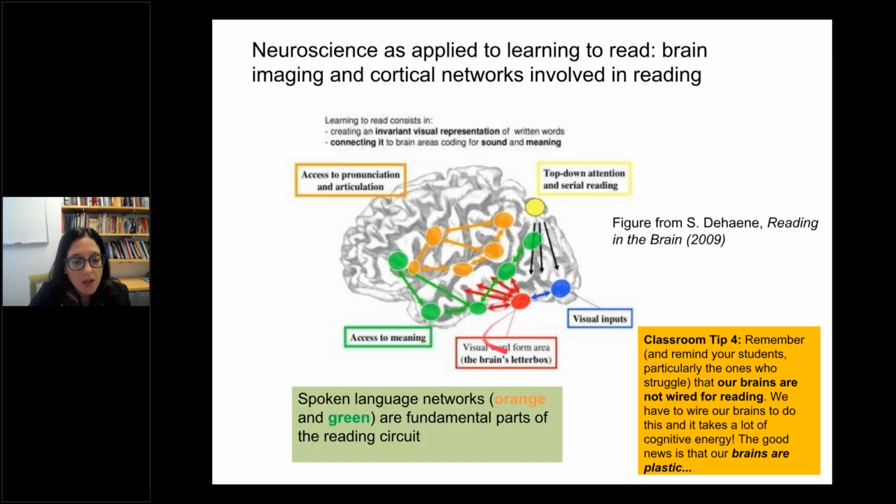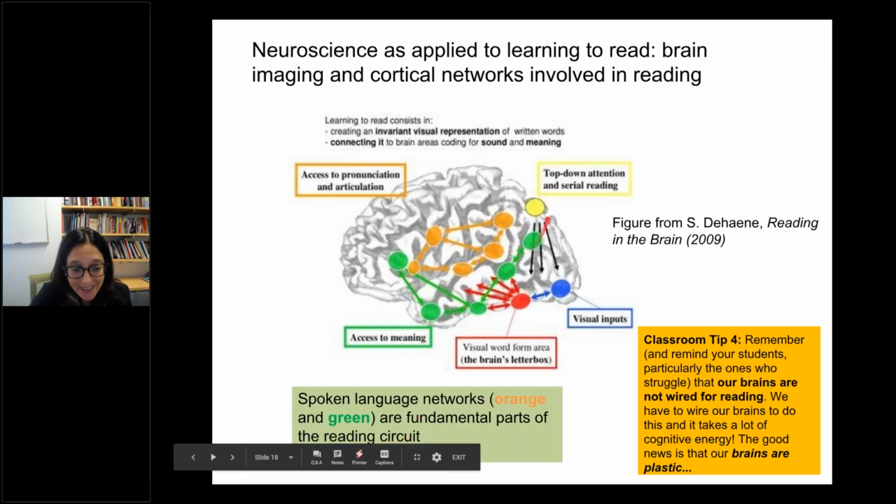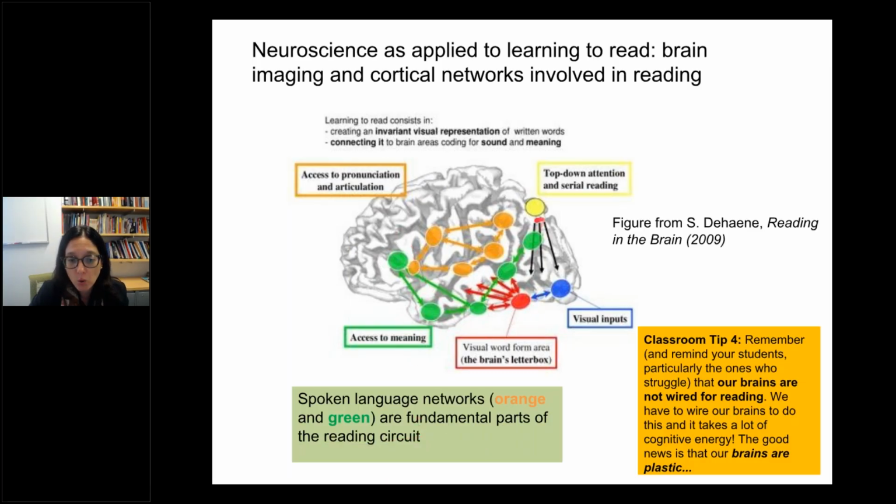And the green networks here and the orange networks here are the spoken language networks, which we are wired for, right? You think about a baby is born and they're wired to speak. No one has to teach them to speak. We're wired to connect through our oral language. However, in order to read, we need to channel the red area, which is the visual area of our brain, and we're not wired to do that.